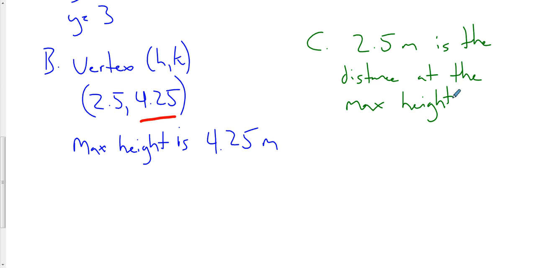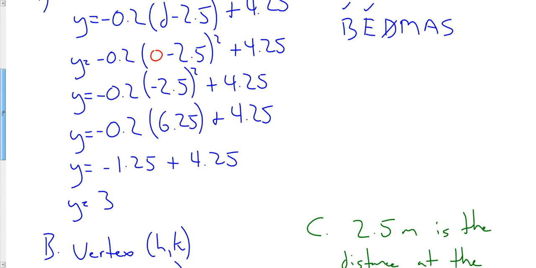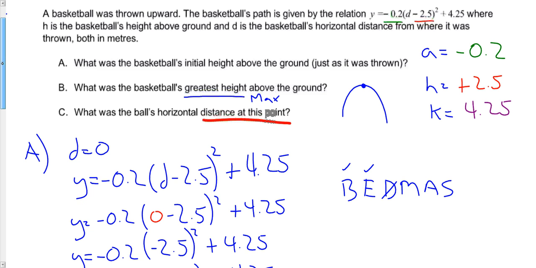So being able to identify from the equation the a, h, k values and determine where the vertex is of any particular parabola will go a long way to helping you figure out certain pieces of information as they pertain to word problems that you're going to get as part of this assignment.